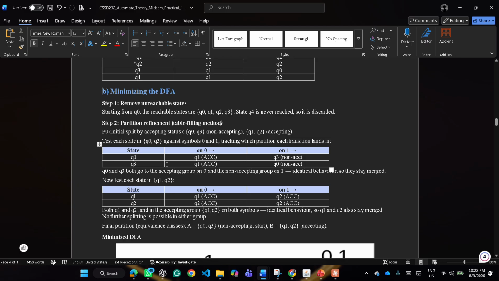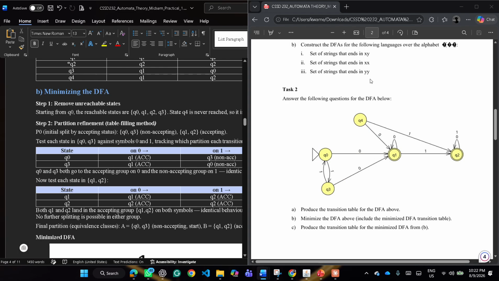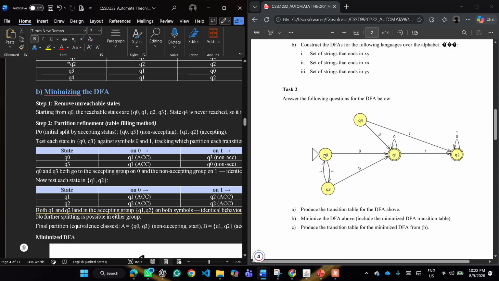If you're at Q0, let me just split the screen into two. If you're at Q0 here and receive an input of 0, where do you go? You go to Q1. That's why you have 1 here. And what does the ACC mean here?